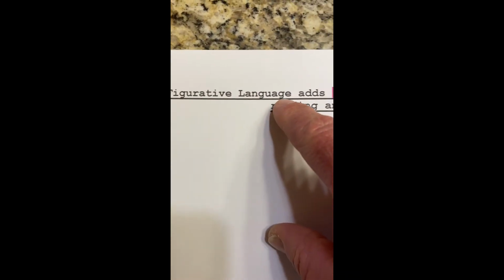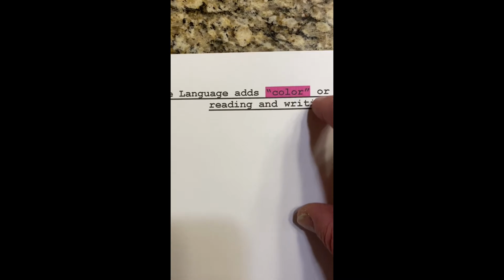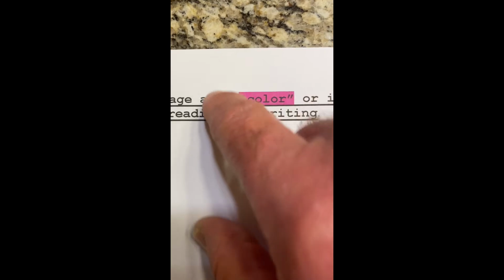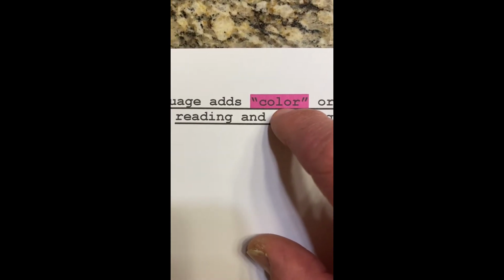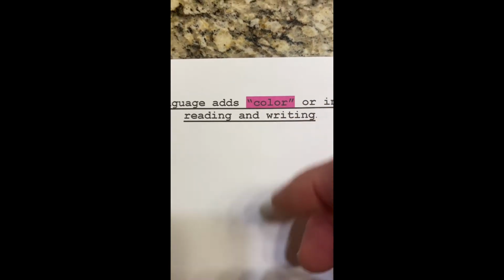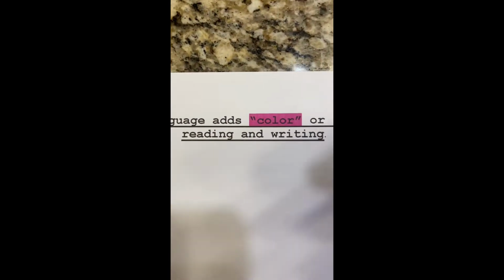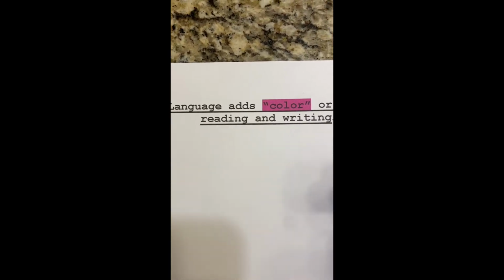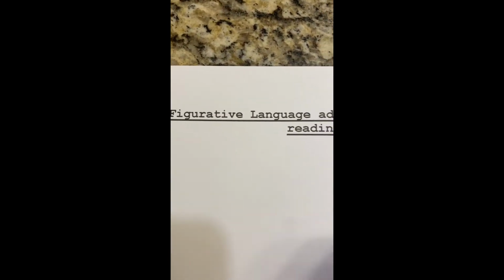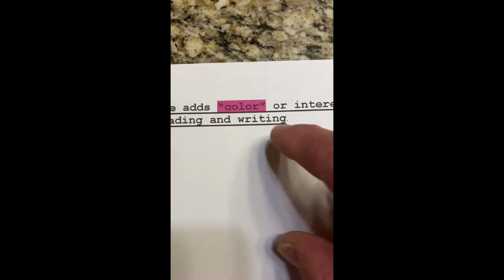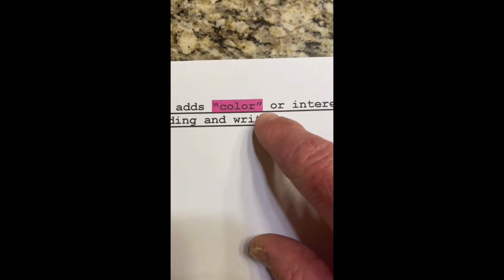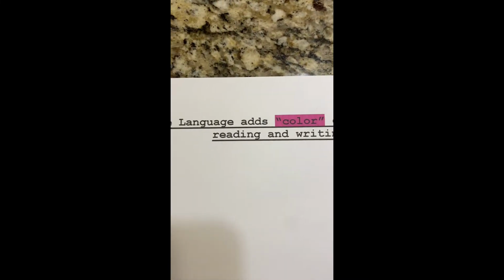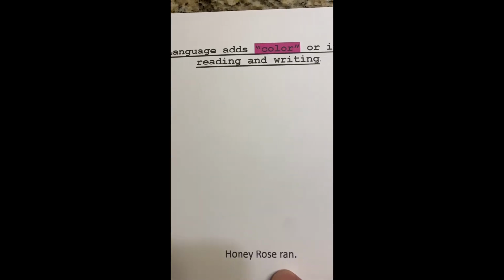So figurative language, as we've been finding out now, is adding color or interest to our reading and writing. Not actually literal color. That would be literal language, wouldn't it? Color means like colorful, like interesting. We want to add interest to our reading and writing. In fact, in our personal narratives, that's what we've been working with. We've been trying to explode moments and make things colorful, which really isn't a color, but interesting. Interesting to read about.